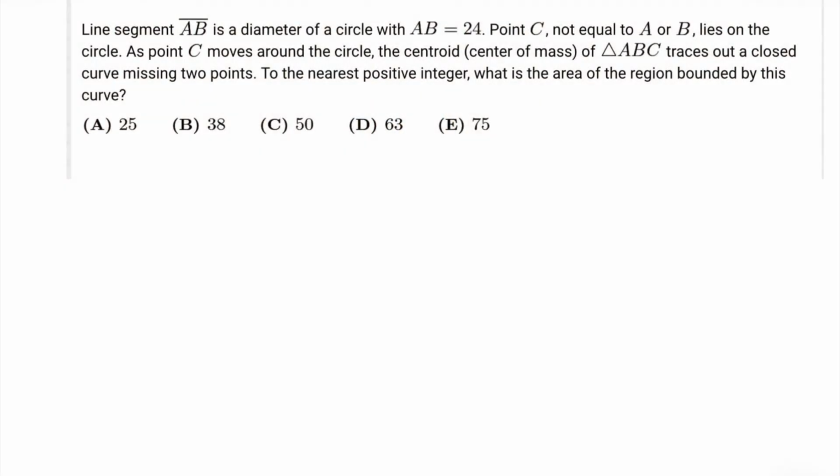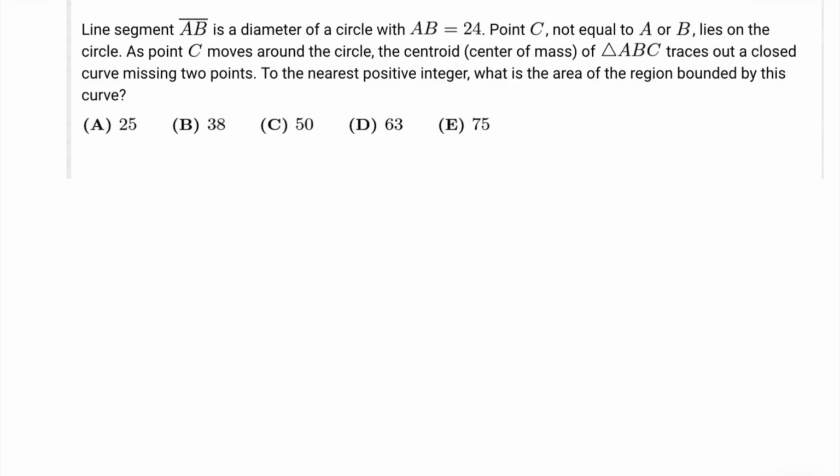The problem states, line segment AB is the diameter of a circle with AB equals 24. Point C, not equal to A or B, lies on the circle. As point C moves around the circle, the centroid of triangle ABC traces out a closed curve missing 2 points. To the nearest positive integer, what is the area of the region bounded by this curve?